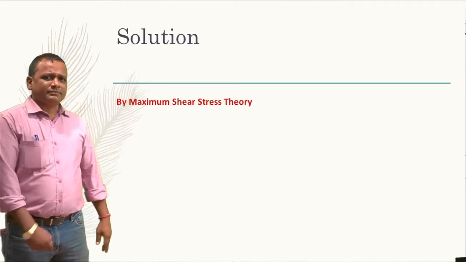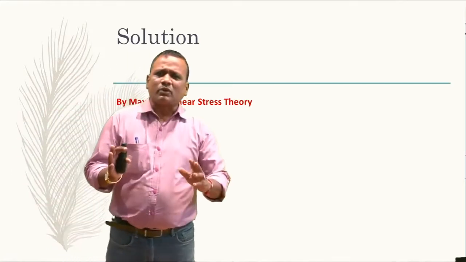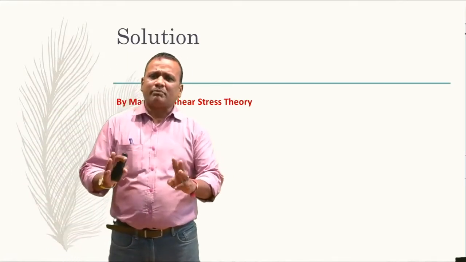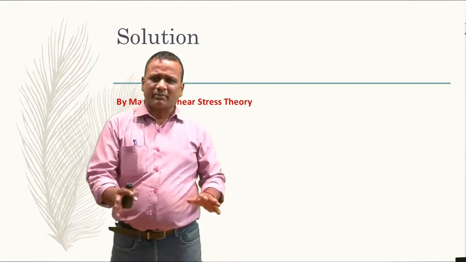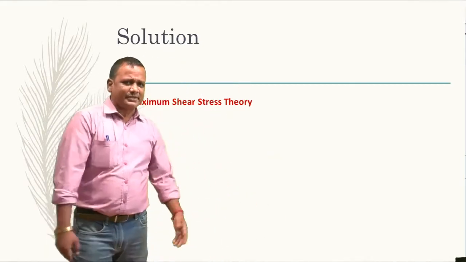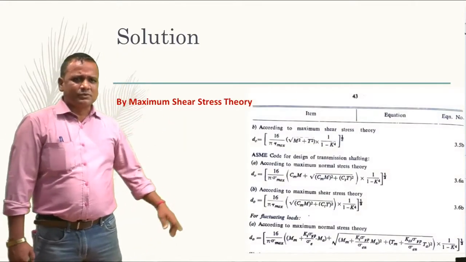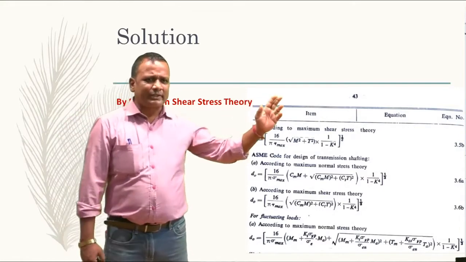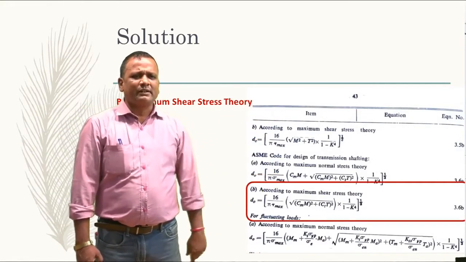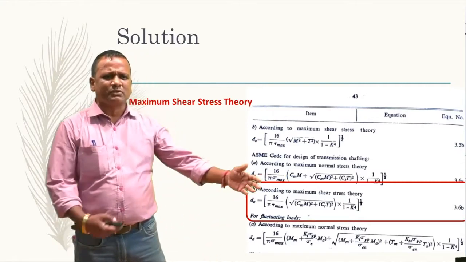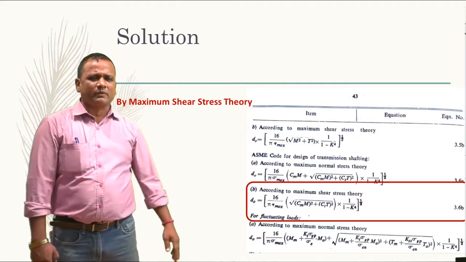So now the solution. As I said, I will be using the data handbook, 3rd edition, written by Madhavan Balvi Reddy, to solve all the cases around this design of machine elements section. So I will be choosing the maximum shear stress theory, which comes on page number 43, and I am going to select equation 3.6b, where the equation is this: D naught is equal to 16 by tau max, into the square root of (CM square plus CT whole square), into 1 by (1 minus K4), to the power of 1 by 4.